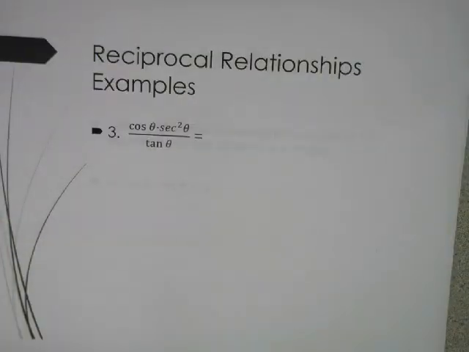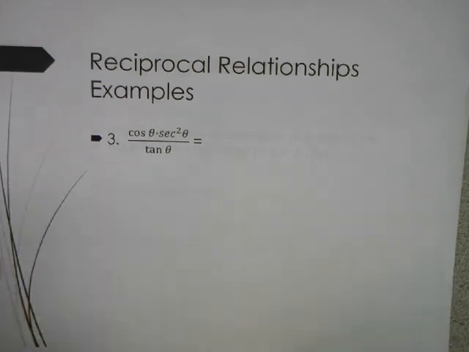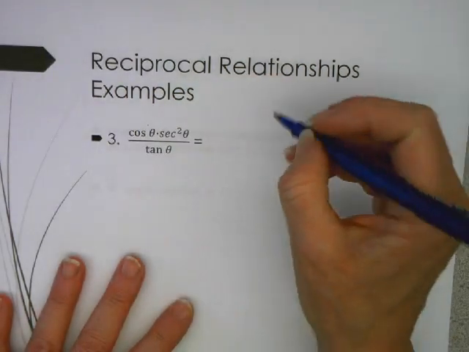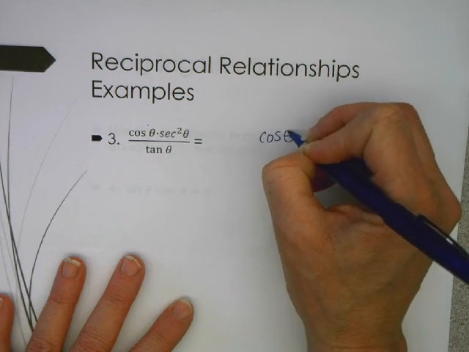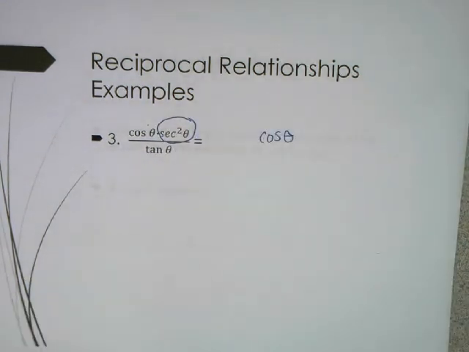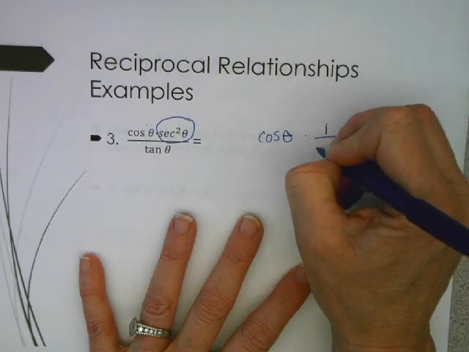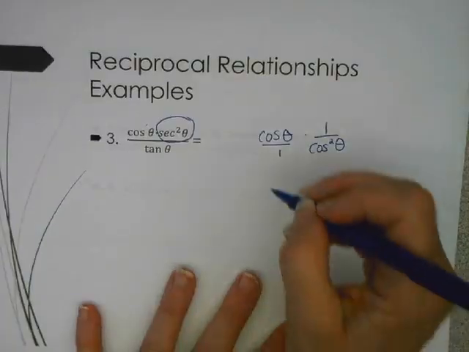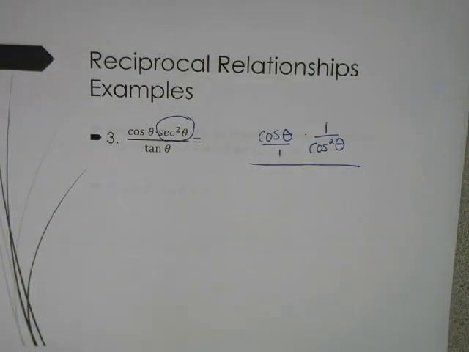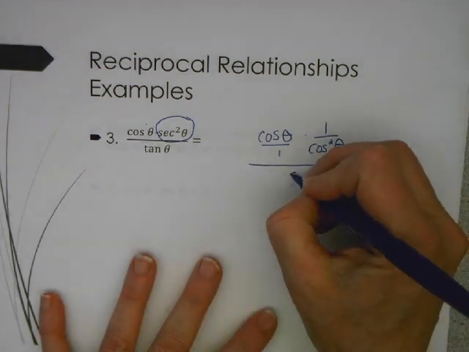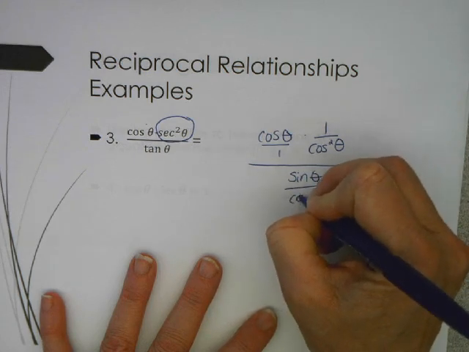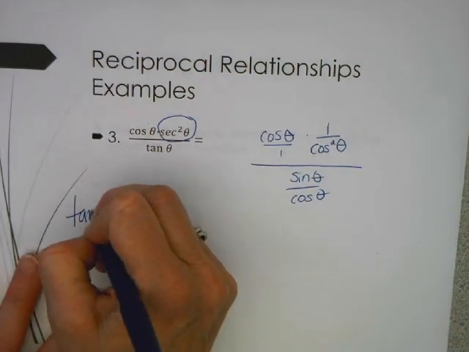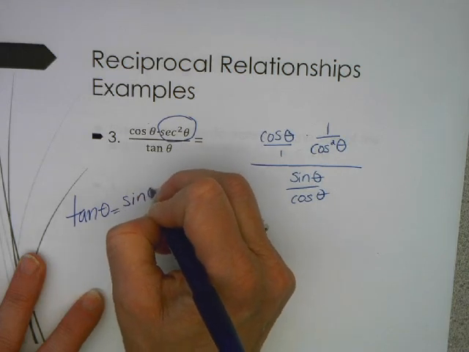So on number 3, we've got some squares. Again, don't try to overthink it. Replace everything with sines and cosines. So I'm going to leave that cosine the same. I'm going to replace this, remember s's go with c's, with 1 over cosine squared, because if it's secant squared, it has to be cosine squared. I like to put a 1 underneath. And now I'm on the denominator. Replace tangent with sine over cosine. So on your notes, it's a big one. Tangent equals sine over cosine.